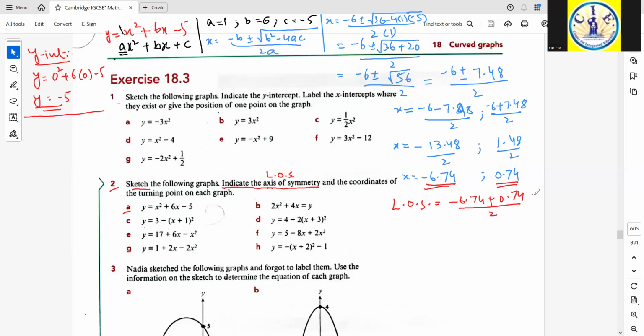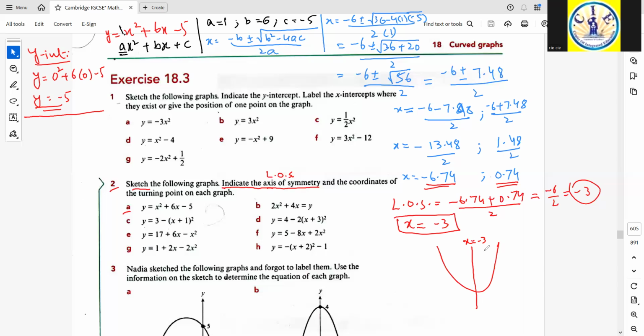So that is actually negative 6 by 2, that is negative 3. So the equation of the line of symmetry could be x equals to negative 3. That means the graph would look the same on both sides of x equals to negative 3. For example, if the graph is going to be like this and this is its line of symmetry, this line is going to be x equals to negative 3. So this is the concept actually.